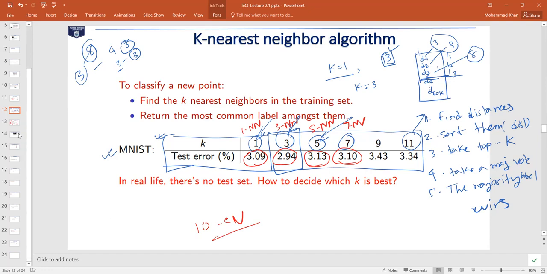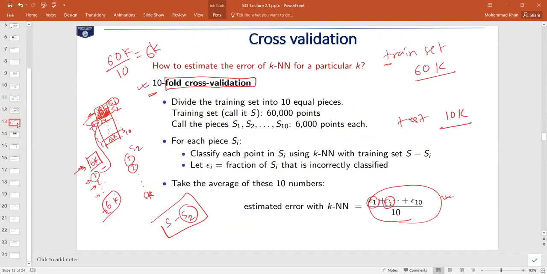Any questions? Is the process clear? This is customized for nearest neighbor only. Normally the cross validation works in a little bit different way. I hope it's clear now.